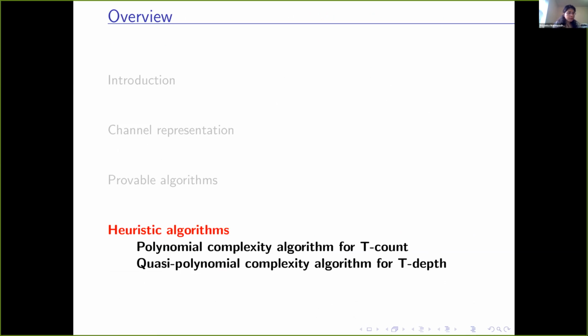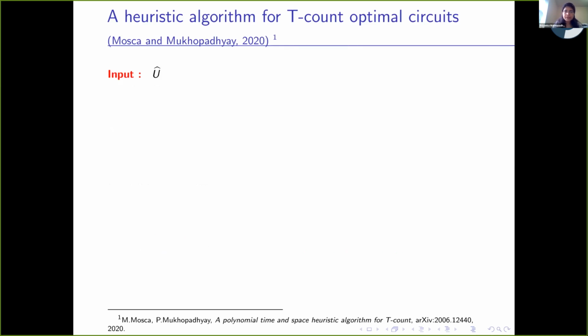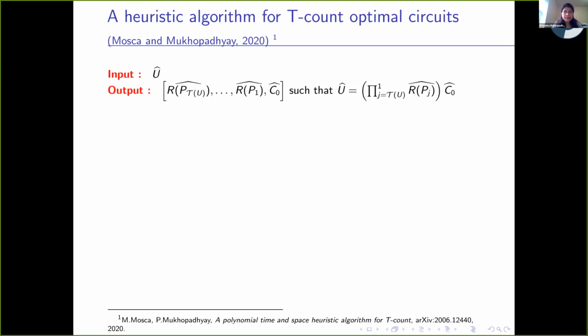So now, to further improve upon the complexity, we have designed some heuristic algorithms. First, I'll describe a polynomial complexity algorithm for T count. The input is the channel representation of U. I'm taking the channel representation because it can be efficiently calculated from U. The output is a sequence of RPs and a Clifford C0, and this information is sufficient to construct the complete circuit.